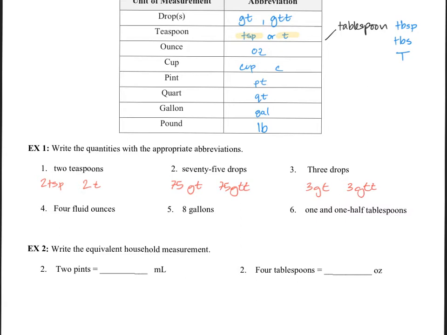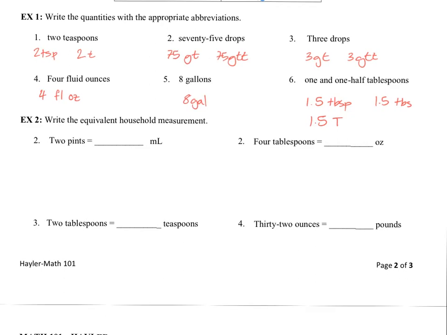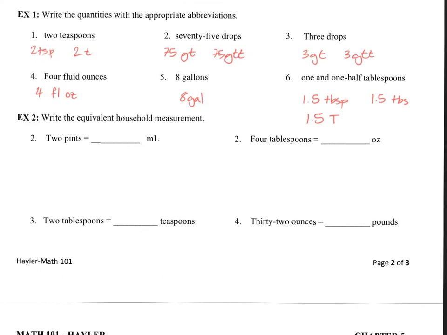All right, 4 fluid ounces. Okay, so let's go ahead and, well, there's only one option for fluid ounces. Oh, actually, I didn't write that down, sadly. Okay, fluid ounces, sorry, that has not been written down. It should be FL for fluid, and then OZ for ounce. 8 gallons is 8 GAL. And 1.5 tablespoons, 1.5 tbsp, or finally with a very large capital T. All right, so now let's go ahead and write the equivalent household measurement for the following.